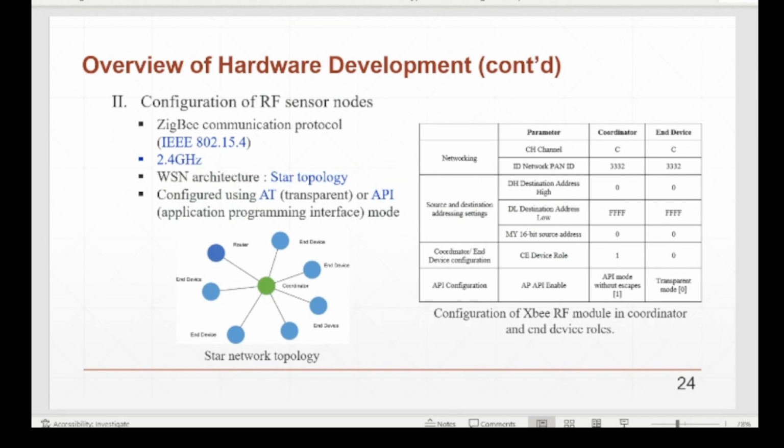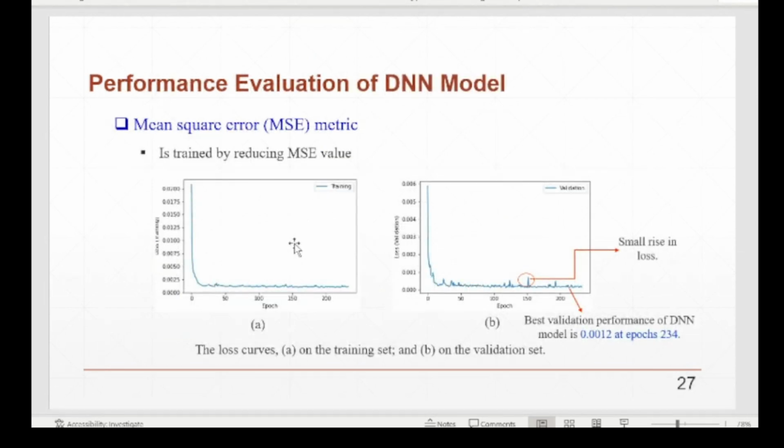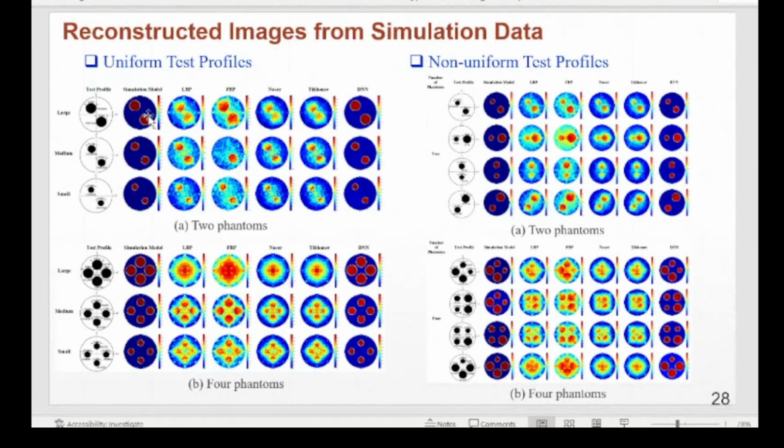And let's look at the results here. We have several results to be shared. We have two parts. Part one is DNN only. We can see the results later on. And part two is DNN with the input pre-processing. And this is the image reconstructed from simulation data, the uniform test profile and non-uniform test profile.